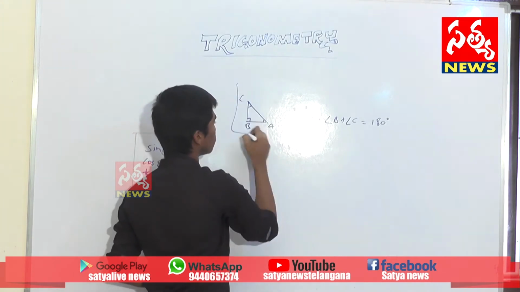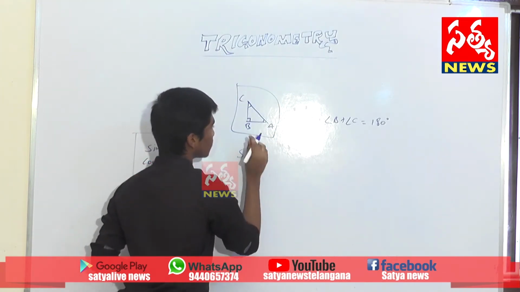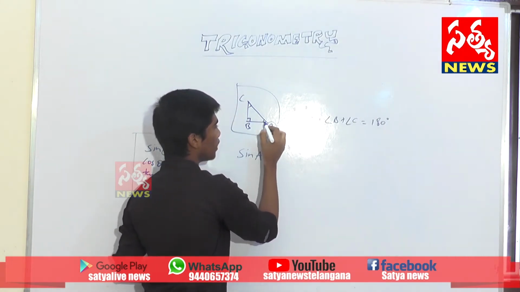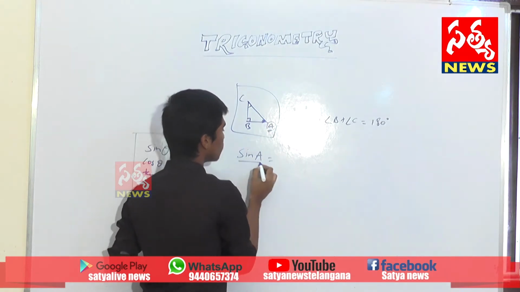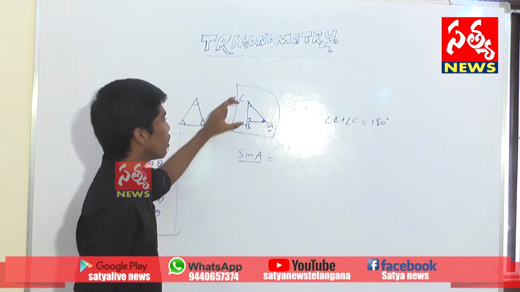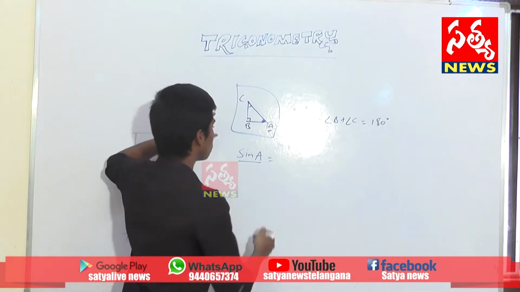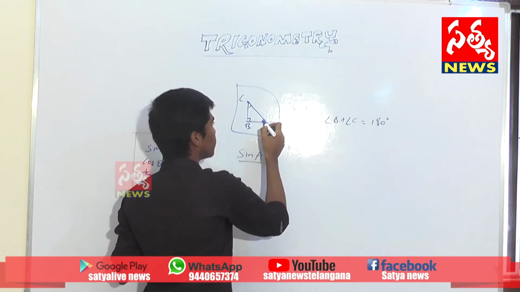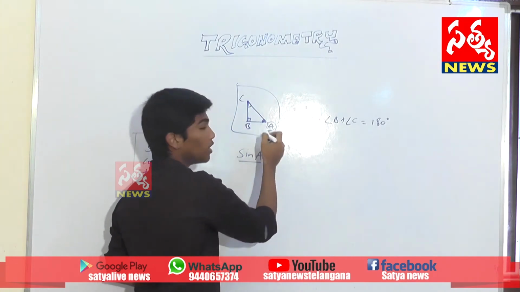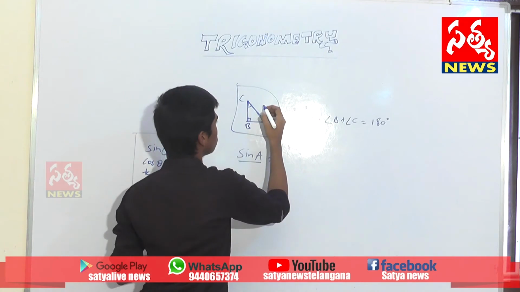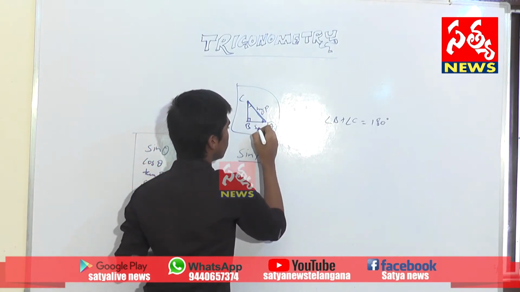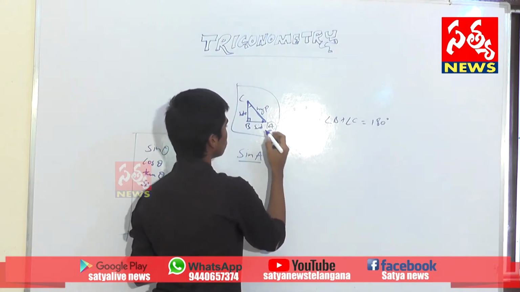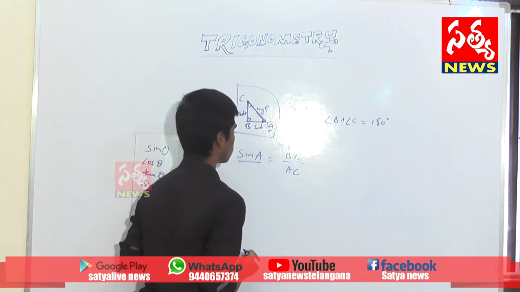See, let us assume this is a right angle triangle, and this is angle A, and sine of angle A. Sine is nothing but opposite by hypotenuse. If you assume this as an angle, then sine of the angle is the opposite side of the angle to its hypotenuse. This is the hypotenuse. Okay, sine A equals BC by AC.